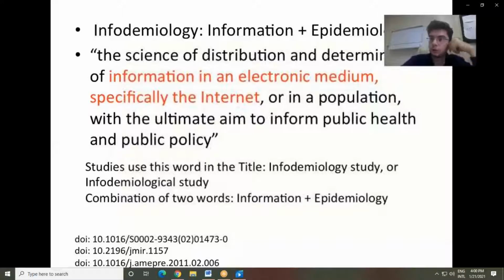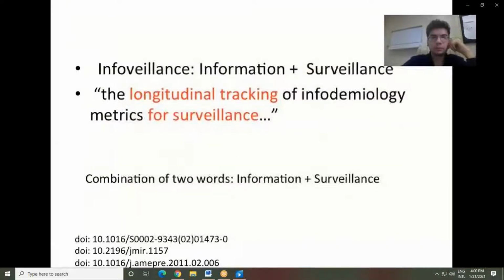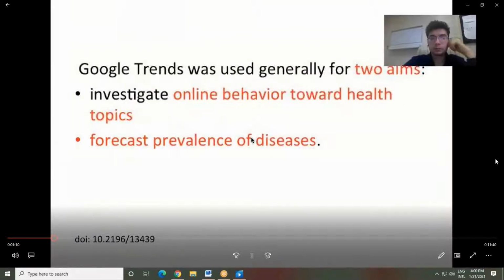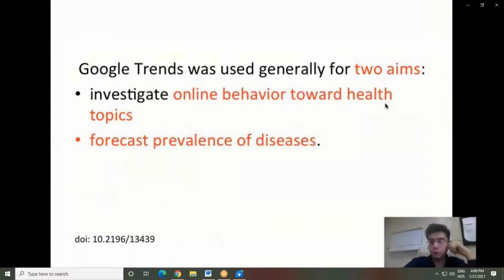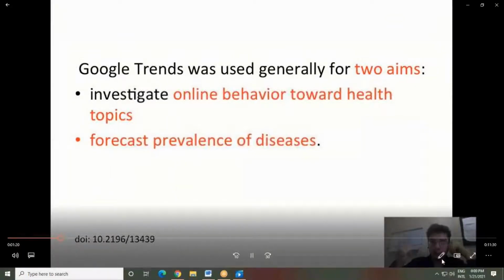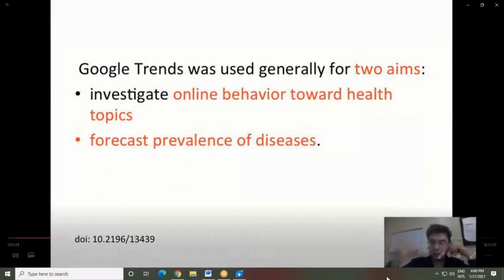The ultimate aim of such studies is to inform public health and public policies, which can be garnered from these websites. On the other hand, infoveillance is the combination of two words, information plus surveillance. It is a longitudinal tracking for surveillance. Google Trends are generally used for two aims. First, to investigate online behavior towards health topics. Second, to forecast or survey or track or monitor prevalence of a disease.